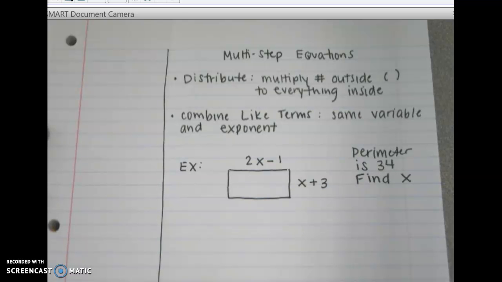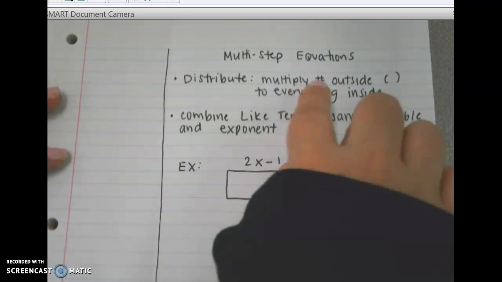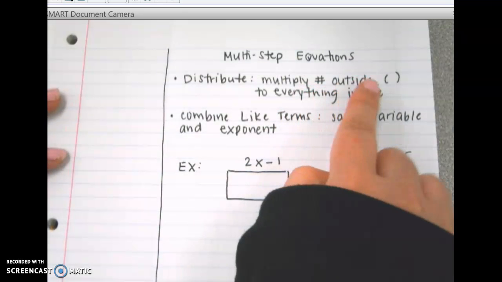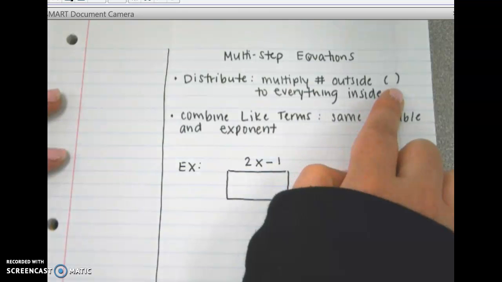Hey everyone, this video is to teach you how to solve multi-step equations where we will have to distribute and/or combine like terms. So you might want to pause the video here and write these down before we get started.